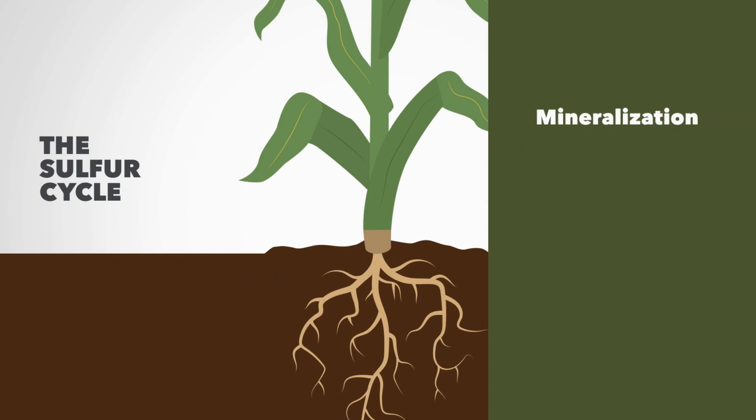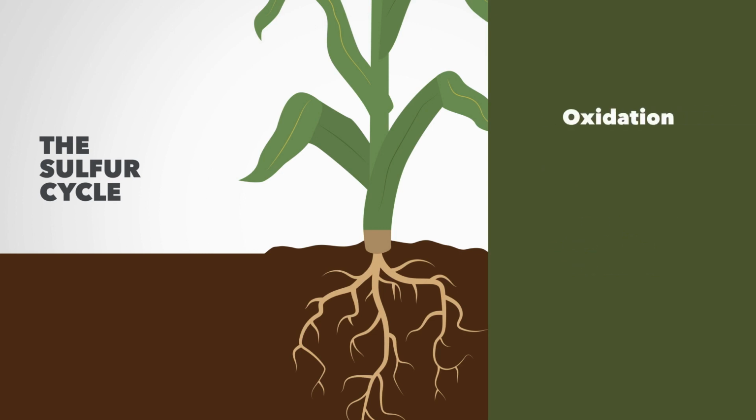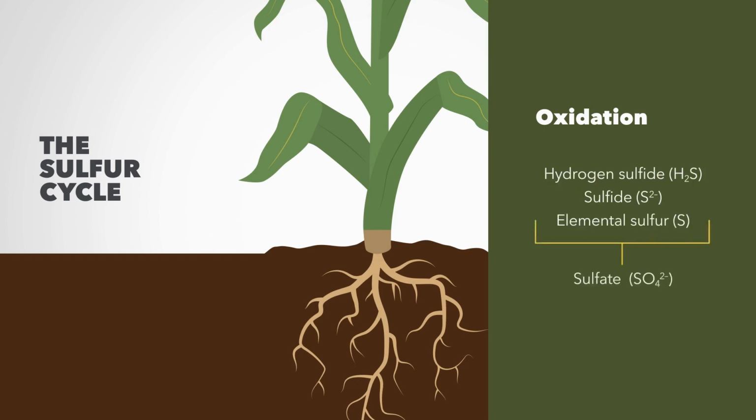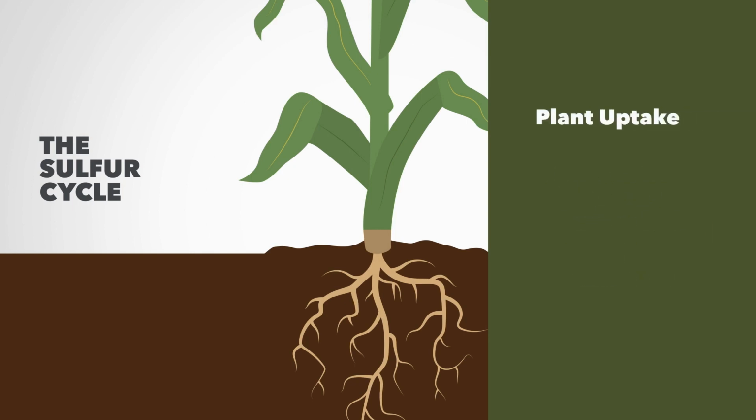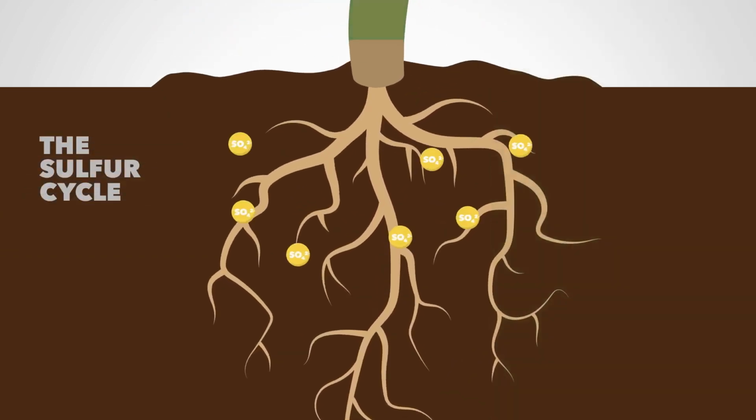Mineralization is the process of transforming organic sulfur into inorganic forms, such as hydrogen sulfide, elemental sulfur, as well as sulfide minerals. Oxidation is the process of transforming hydrogen sulfide, sulfide, and elemental sulfur to sulfate. Plant uptake is when the plant's roots absorb the sulfur as sulfate from the soil. The unharvested plant material returns sulfur in an inorganic form back to the soil.